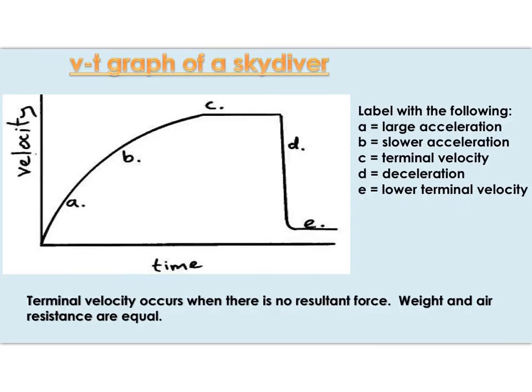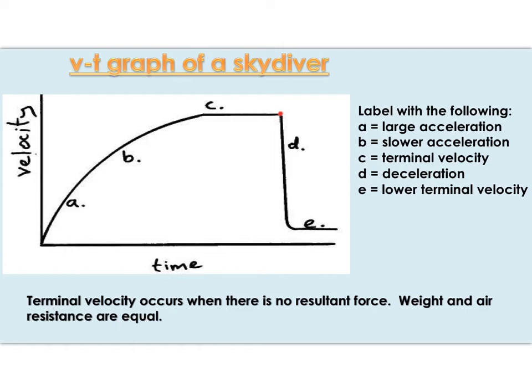If we plotted the journey of a skydiver on a velocity-time graph, this is what it would look like. At first we've got a large acceleration because his weight force is so much greater than his air resistance. His acceleration begins to decrease as he travels faster, and the reason for that is that air resistance is increasing. He will continue to accelerate until point C. At point C, he's going at a constant velocity. This is where the two forces, weight and air resistance, are balanced.